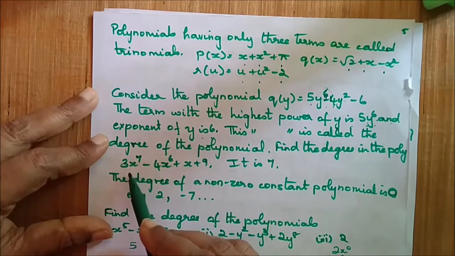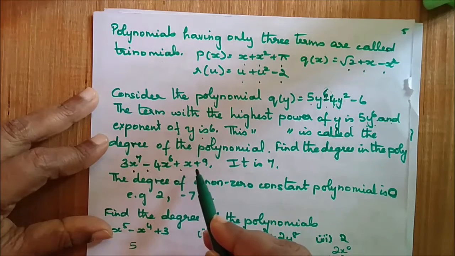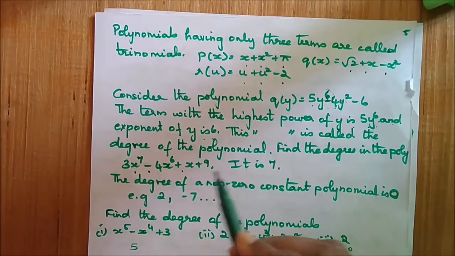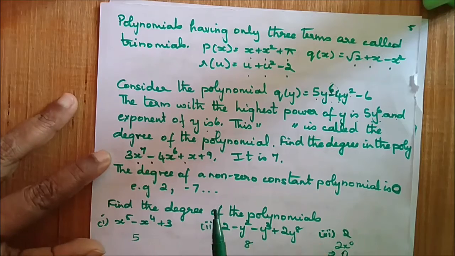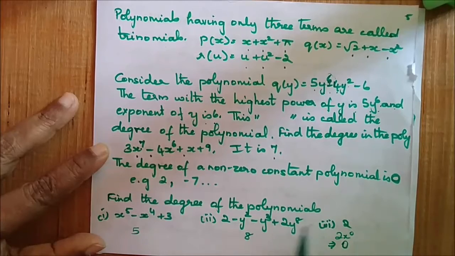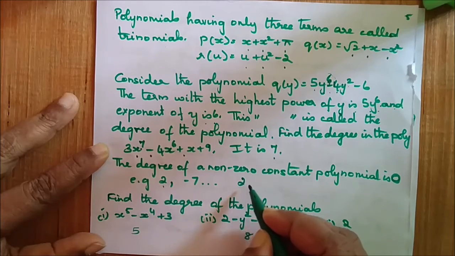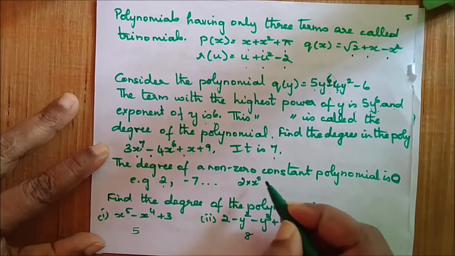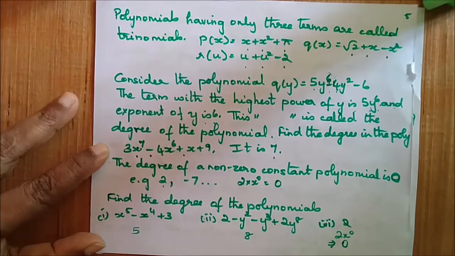Find the degree in the polynomial 3x to the power 7 minus 4x to the power 6 plus x plus 9. In this case, which is the highest power? X to the power 7 is the highest. So 7 is the degree of the polynomial. I hope you understood this. The degree of a non-zero constant polynomial is 0. For example, 2. 2 can be written as 2 into x to the power 0. So the degree of this is 0. I hope you understood.